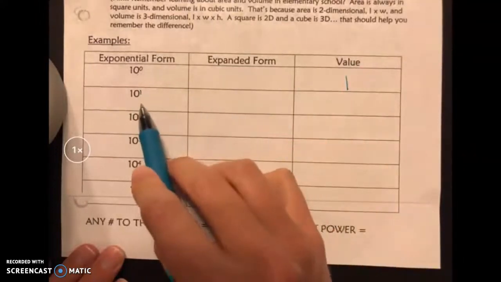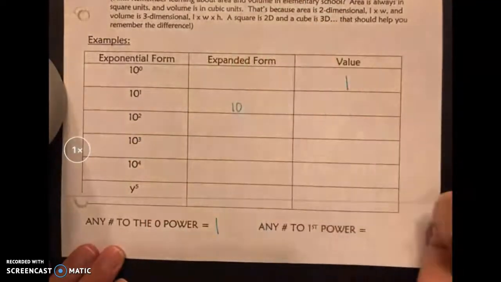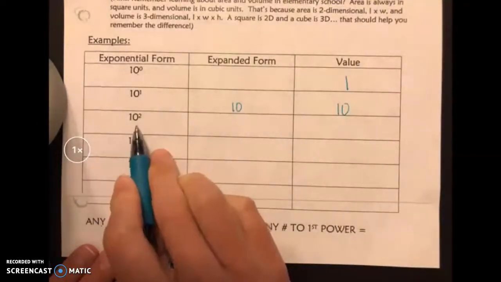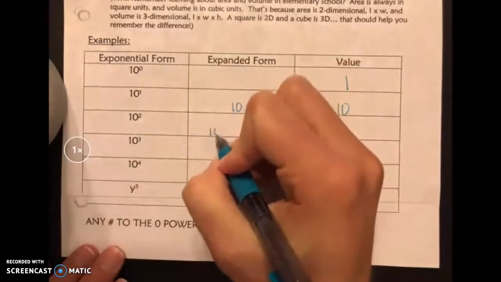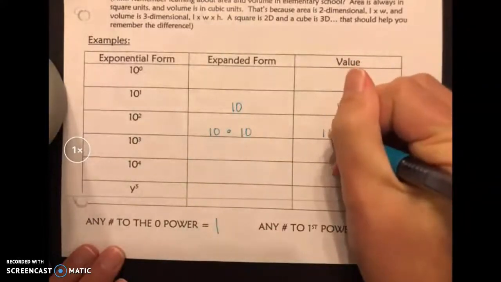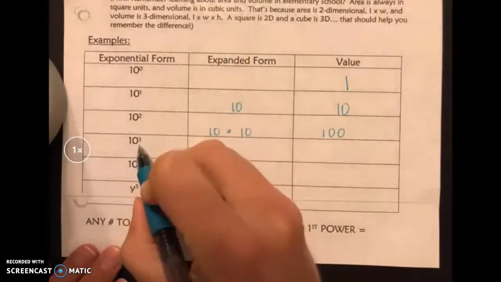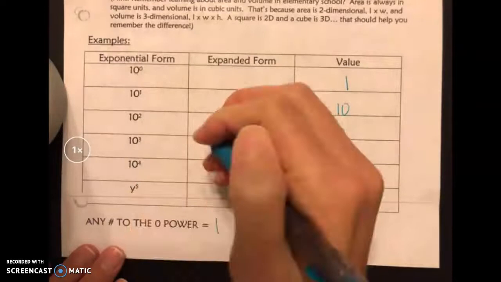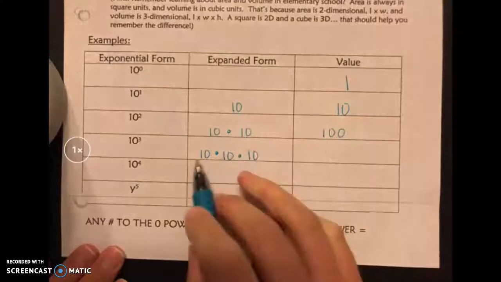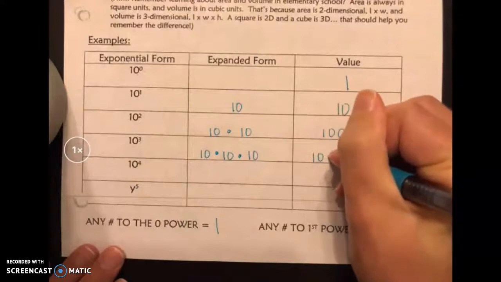Let's work on the second one. 10 to the first power. How many times am I going to multiply the 10? I'm going to be multiplying it 1 time. 10. So our value will be 10. Let's look at the next one. 10 to the second power means I'm multiplying 10 2 times. 10 times 10 is 100. Okay. 10 to the third power, or also known as 10 cubed. We're going to do 10 times 10 times 10, multiplying it 3 times. So 10 times 10 is 100. 100 times 10 is 1,000.